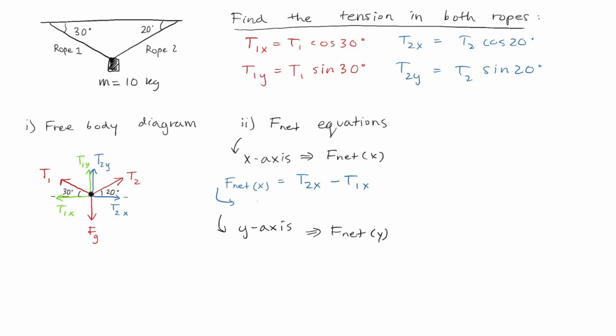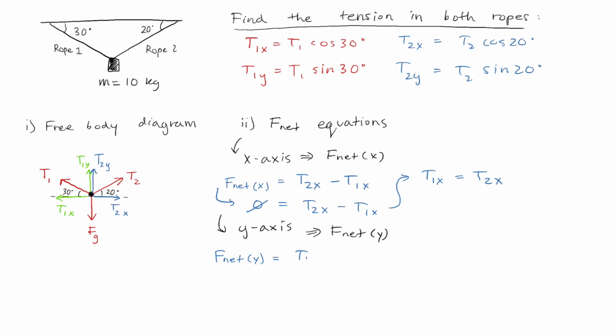And now what you have to recognize is that F net x is equal to 0. And that's because the weight is not moving. So there's no net force acting along the x-axis. And with that, we can rearrange this equation and we see that T1x is equal to T2x. And for now, I'll just leave that equation just like that, so we can move on and make our F net y equation.